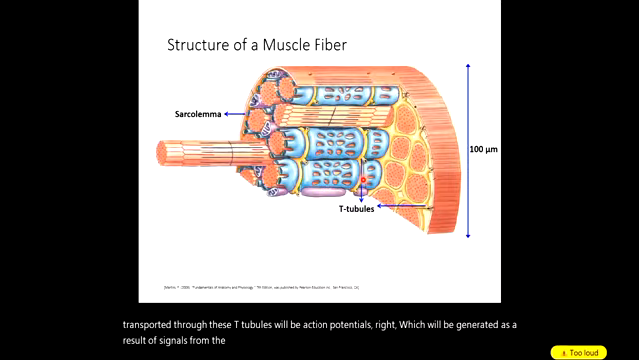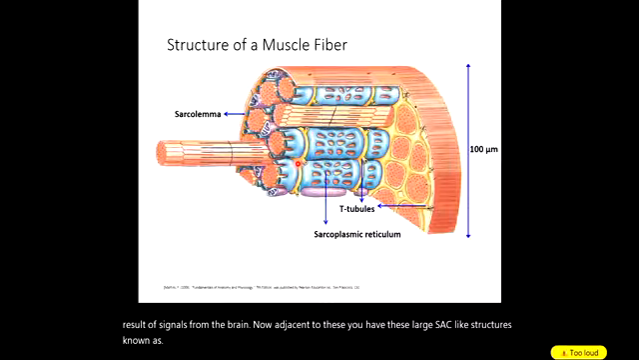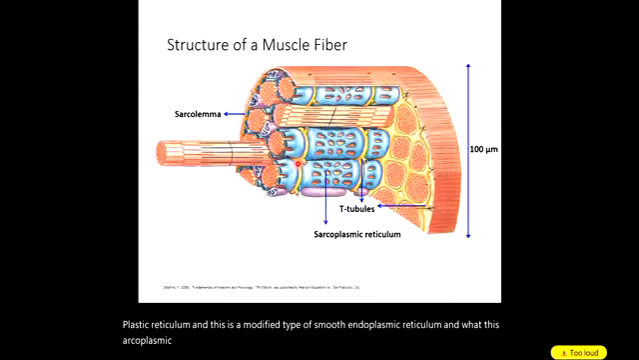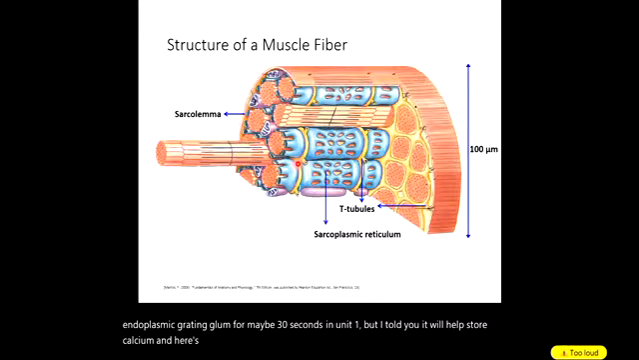Now, right adjacent to these T-tubules, you have these large sac-like structures known as sarcoplasmic reticulum, and this is a modified type of smooth endoplasmic reticulum. And what the sarcoplasmic reticulum contains is lots and lots of calcium. Right? We talked about smooth endoplasmic reticulum for maybe 30 seconds in Unit 1, but I told you it will help store calcium, and here's where we'll be talking about it.